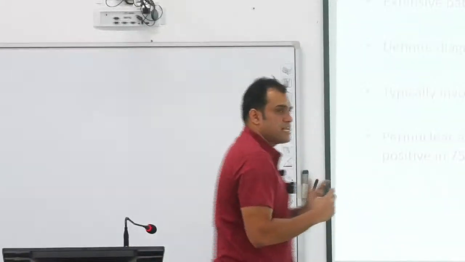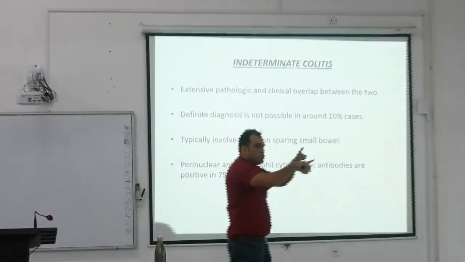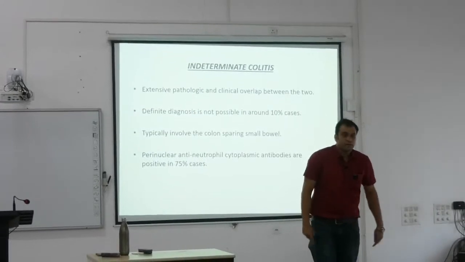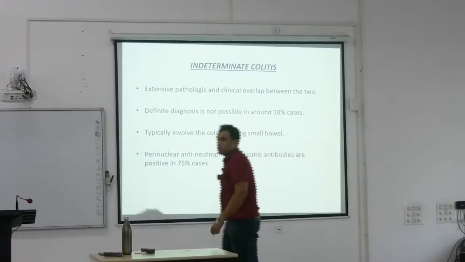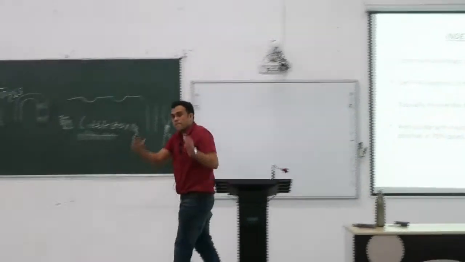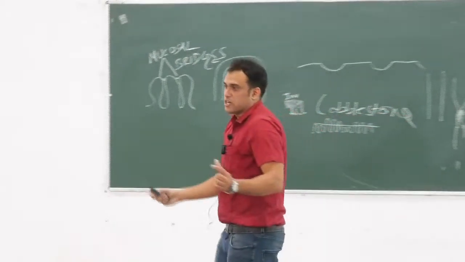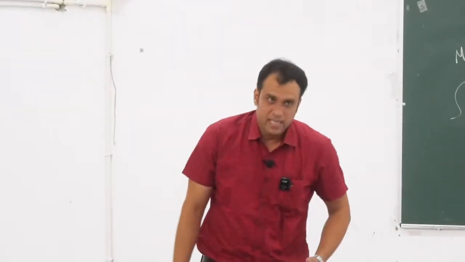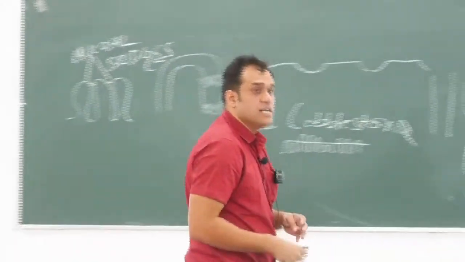Indeterminate colitis is nothing but when microscopic and clinical features of the two diseases overlap, and sometimes it becomes very difficult for us to straight away come to a diagnosis whether it is ulcerative colitis or Crohn's disease. Maybe the microscopic feature is that of Crohn's disease, whereas the gross findings are that of ulcerative colitis. That's why we need certain ancillary tests to come to a diagnosis. And the last one, just remember, it is associated with Asia.